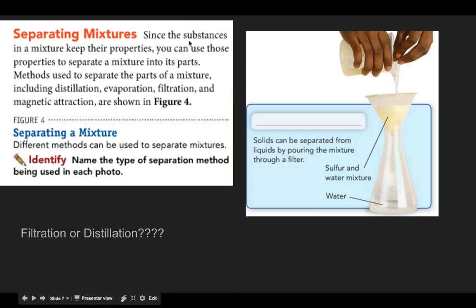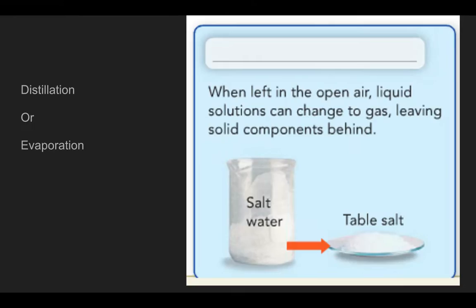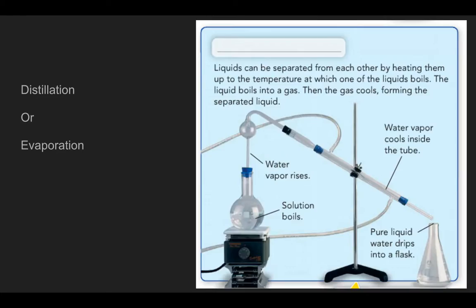Separating mixtures. Since the substances in a mixture keep their properties, you can use those properties to separate a mixture into parts. Methods used to separate parts of a mixture, including distillation, evaporation, filtration, and magnetic attraction, are shown in Figure 4. I want you to go through each one of the figures and answer them on your own. This one is either filtration or distillation. Next one, magnetic attraction or filtration. Next one, distillation or evaporation. I want you to try to answer these all on your own first. If you need help, ask a teacher. Here's the last one, distillation or evaporation.